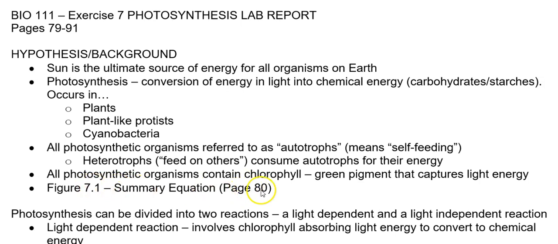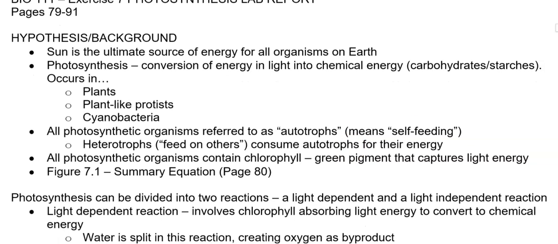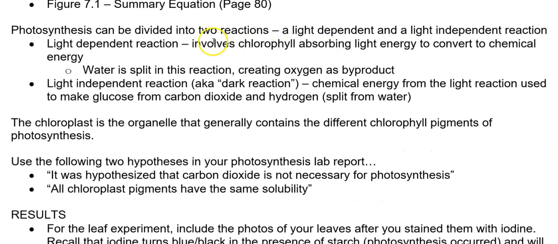Figure 7.1 on page 80 summarized the equations for photosynthesis, and it also did a really good job of showing where all of the chemical components from the initial part of the reaction end up in the final part of the reaction. We also saw in the background that photosynthesis can be divided into two reactions. We had a light-dependent reaction as well as a light-independent reaction. The light-dependent reaction, as its name implies, involves the chlorophyll pigments absorbing that light energy and beginning that initial conversion of light energy to chemical energy.